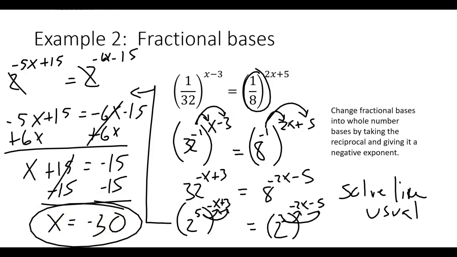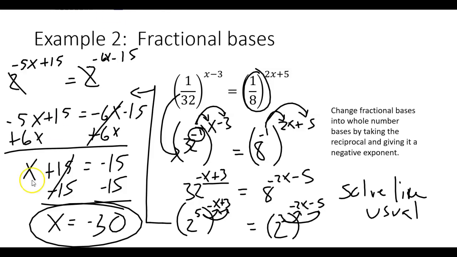What do you do? The first thing you do is change the fraction into a whole number with a negative exponent. Then you're going to distribute that negative 1 into the power, and then from there you just solve it like usual. Okay, so those are the key steps to pay attention to.